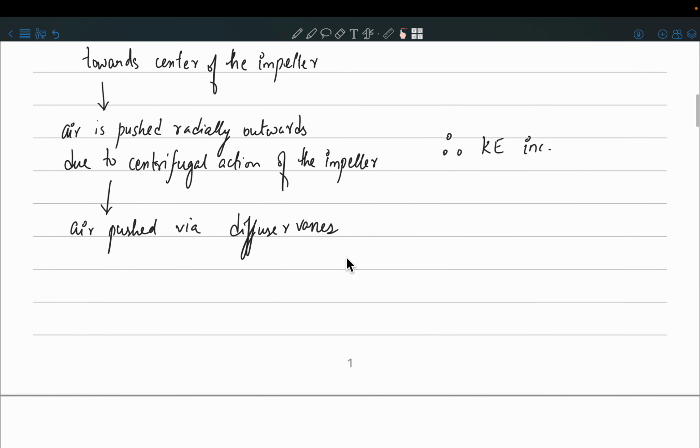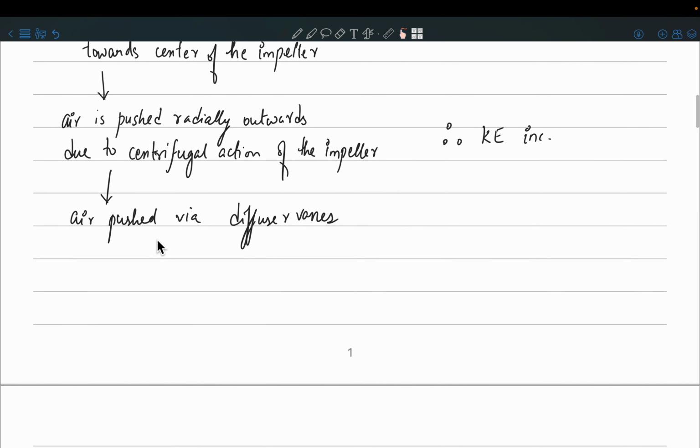Okay, and in the diffuser vanes, as we discussed, the kinetic energy decreases and the pressure energy increases. Okay, don't confuse this with potential, I mean your pressure. All right, and then finally from the diffuser vanes, air is collected in the volute and it is transferred further to the next stages, right?